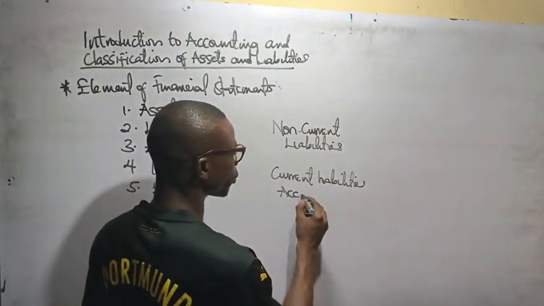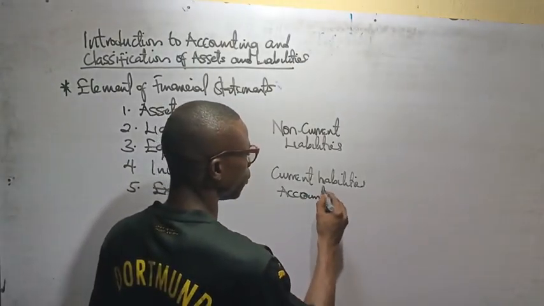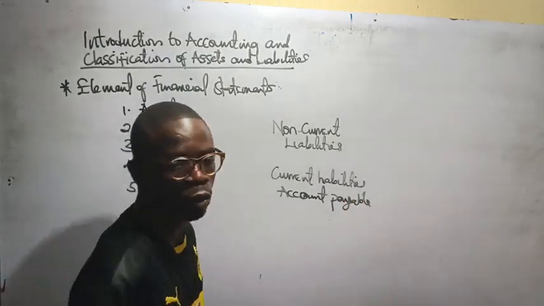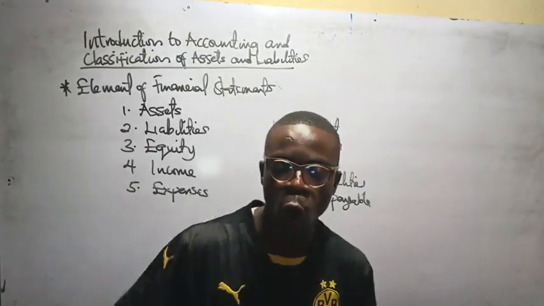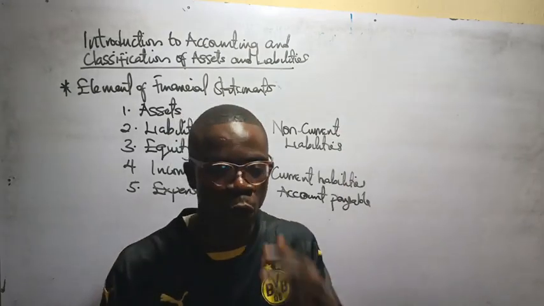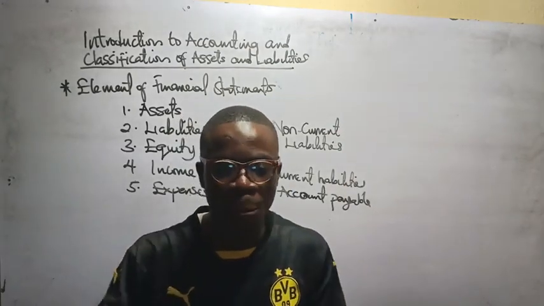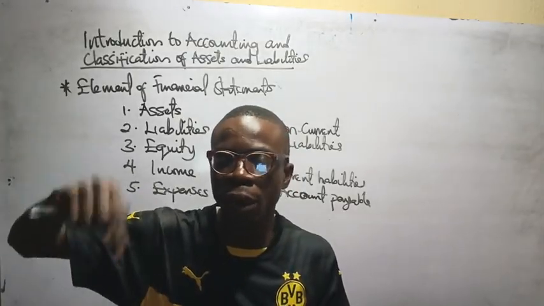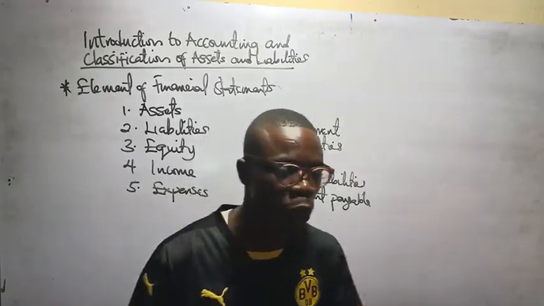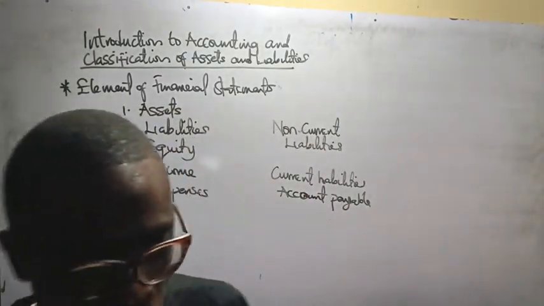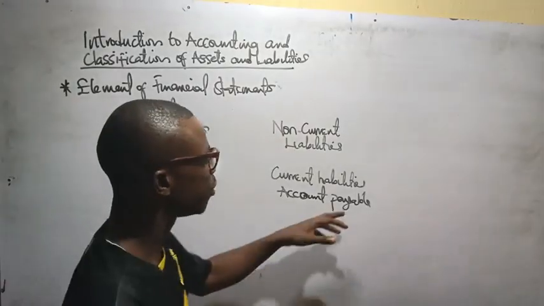Account payables. Now, what do you mean by account payables? Account payables are the money that you owe your suppliers. It's not like account receivable, where your customer owes you. When you hear account payable, it means the amount that the company owes the supplier. Maybe the company bought goods from their suppliers on credit, so they are owing their suppliers. So it is called account payables.